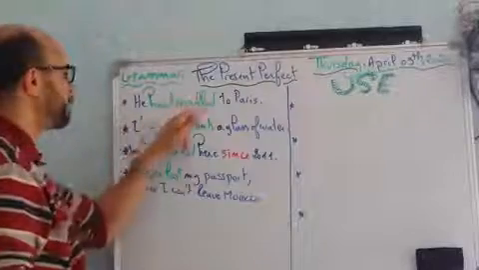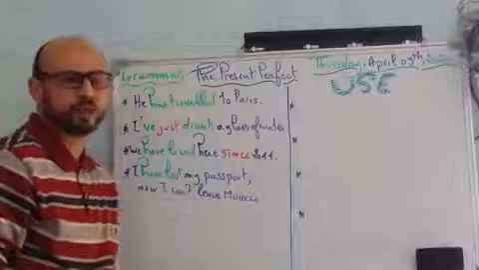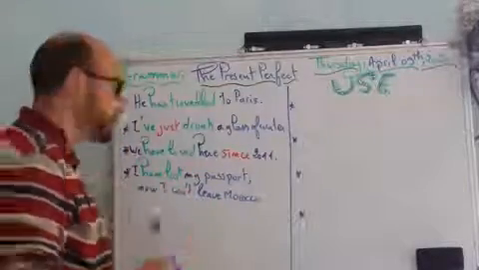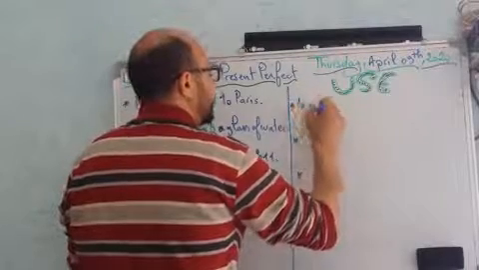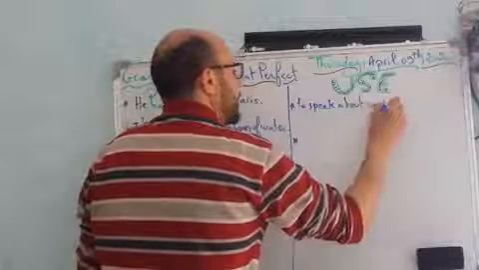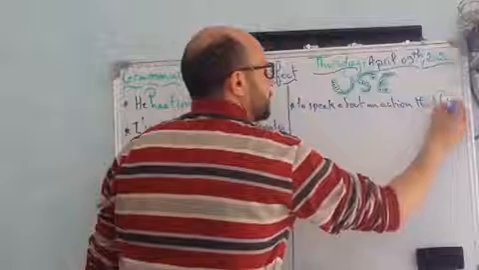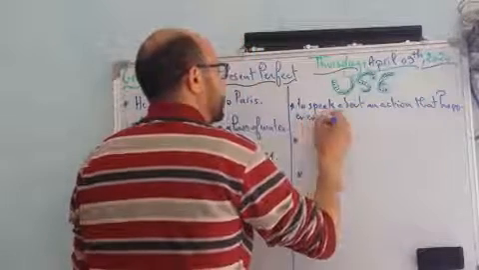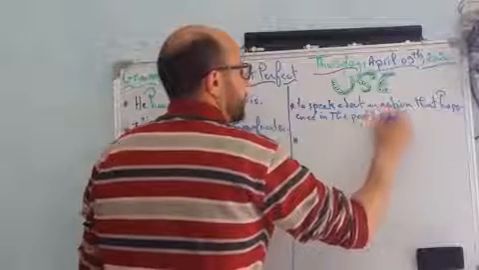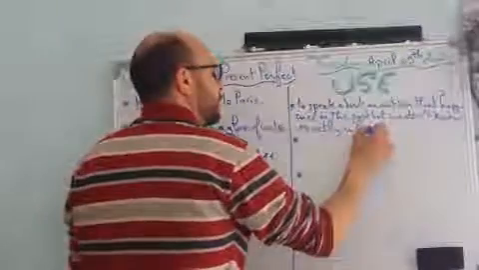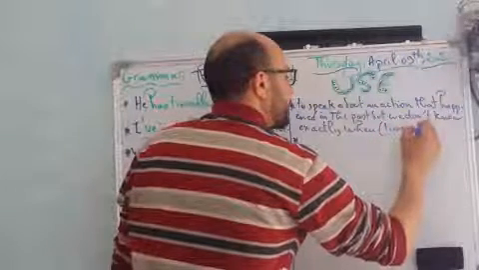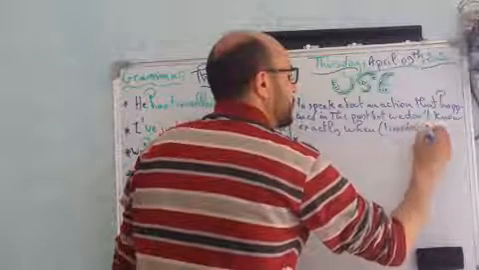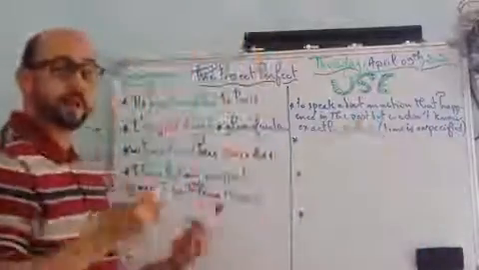The first example. He has traveled to Paris. Do we know when? No. But we know that it's in the past, but we don't know exactly when. So we use the present perfect to speak about an action that happened in the past, but we don't know exactly when. The time is unspecified.